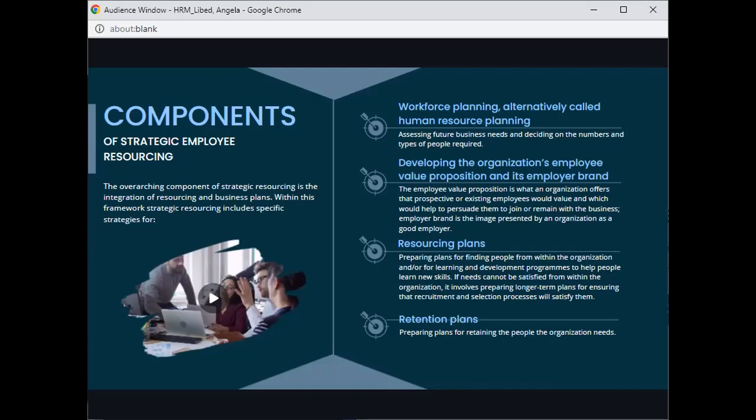Preparing plans for finding people from within the organization and/or for learning and development programs to help people learn new skills. If needs cannot be satisfied from within the organization, it involves preparing longer-term plans for ensuring the recruitment and selection process will satisfy them. So what are the effective ways that management will do? For example, learning materials, what learning materials can they prepare.